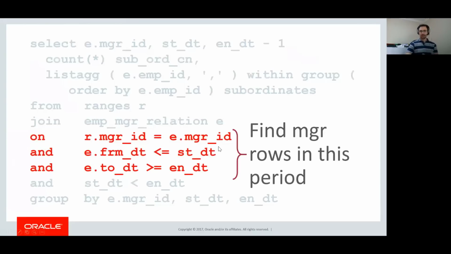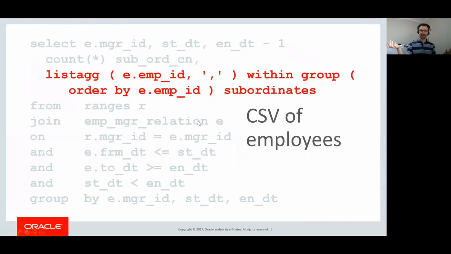So once we've done that, all it is then really is a matter of grouping it all together by the appropriate columns and producing a comma separated list. Just nice and easy. Hopefully you're all familiar with the LISTAGG function. Fantastic way to create comma separated lists in SQL. So it's a relatively straightforward way of doing this.